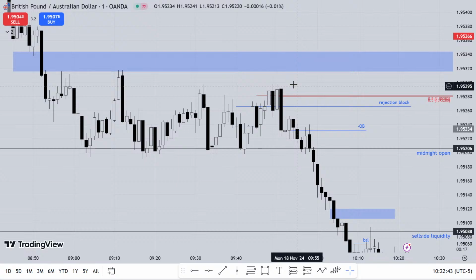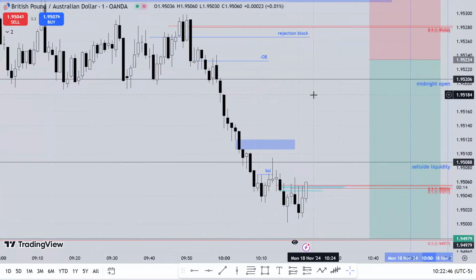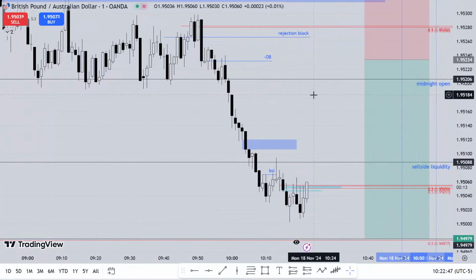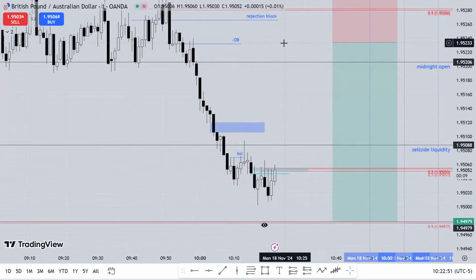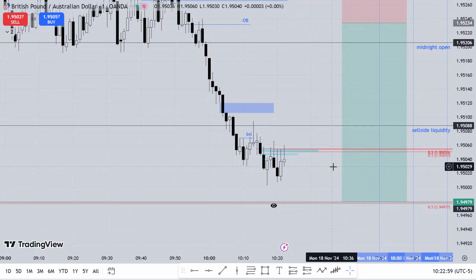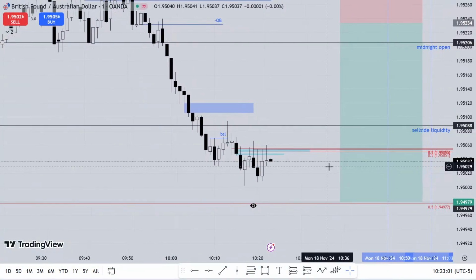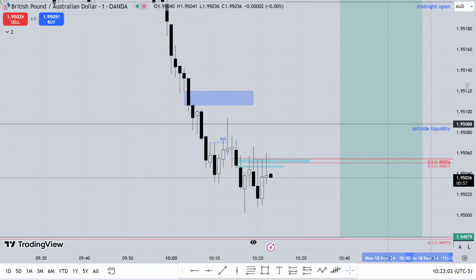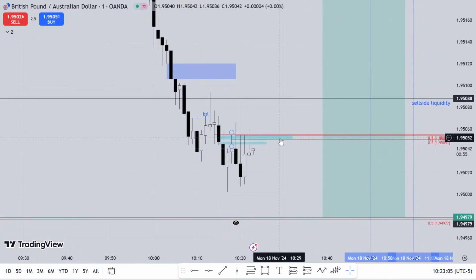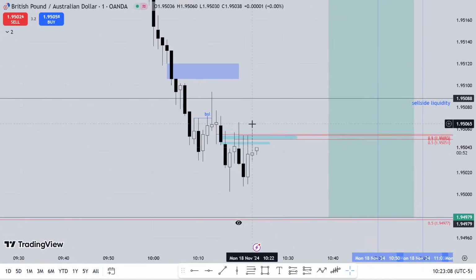For the market to be efficiently delivered, price must offer both buy side delivery and sell side delivery while pairing up buy side liquidity with sell side liquidity. Does that make sense? So that's the intricate nature of what price does inside of these candles.